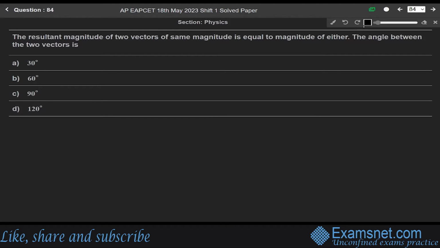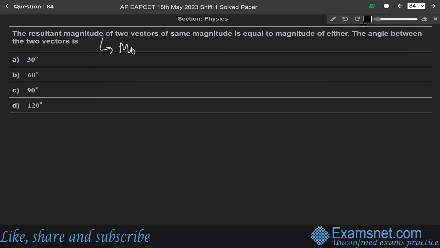So next question is 84. The resultant magnitude of two vectors of same magnitude is equal to the magnitude of either. The angle between the two vectors is. So this question is from the chapter of motion in a plane. So in this question, we are given two vectors, and according to the question, the magnitudes of these two vectors are equal. Okay. Let us say the two vectors are vector A and B.